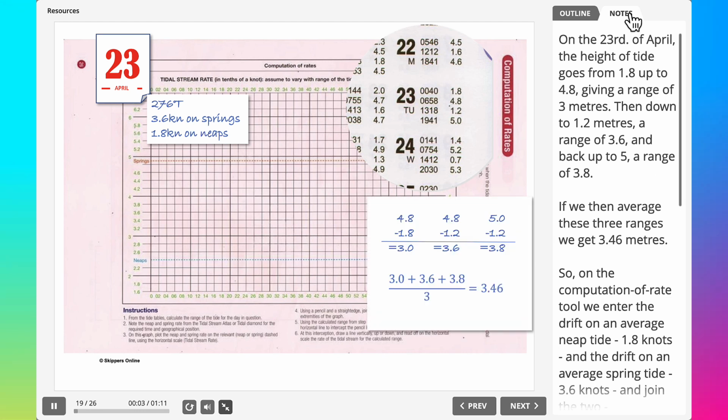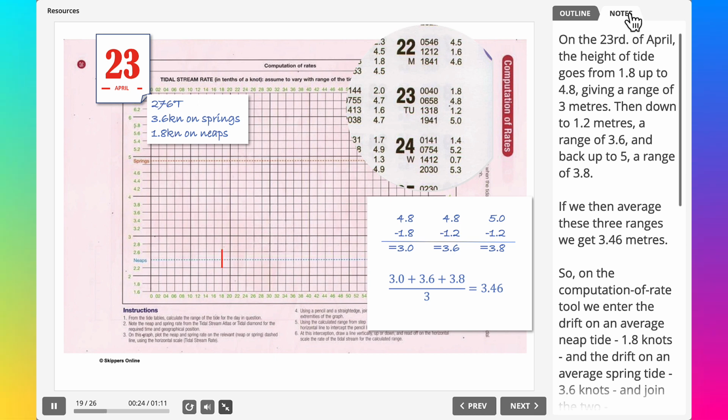On the 23rd of April, the height of tide goes from 1.8 up to 4.8, giving a range of 3 meters, then down to 1.2 meters, a range of 3.6, and back up to 5, a range of 3.8. If we then average these three ranges, we get 3.46 meters.